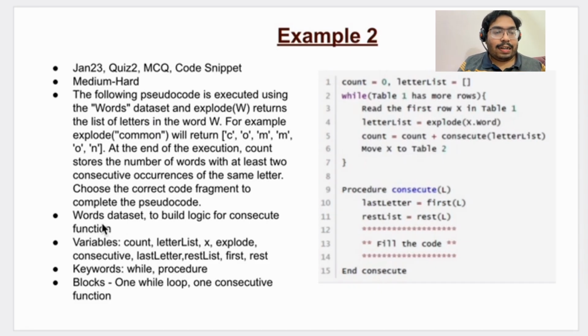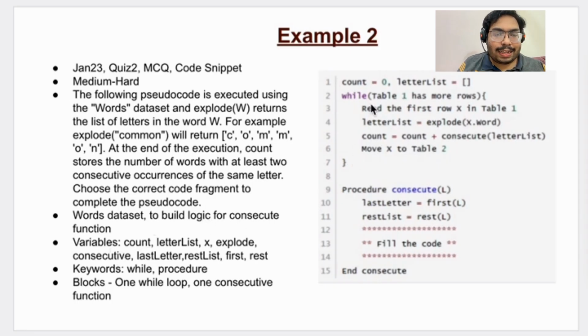So you can find that this is a words dataset, and what is your objective? To build the logic for the consecutive function which will return the number of words which have at least two consecutive occurrence of the same letter. That's why I told you basic understanding of English is required, because once you understand what this question is telling, then only you can frame the logic and solve the question. So that's the main prerequisite here.